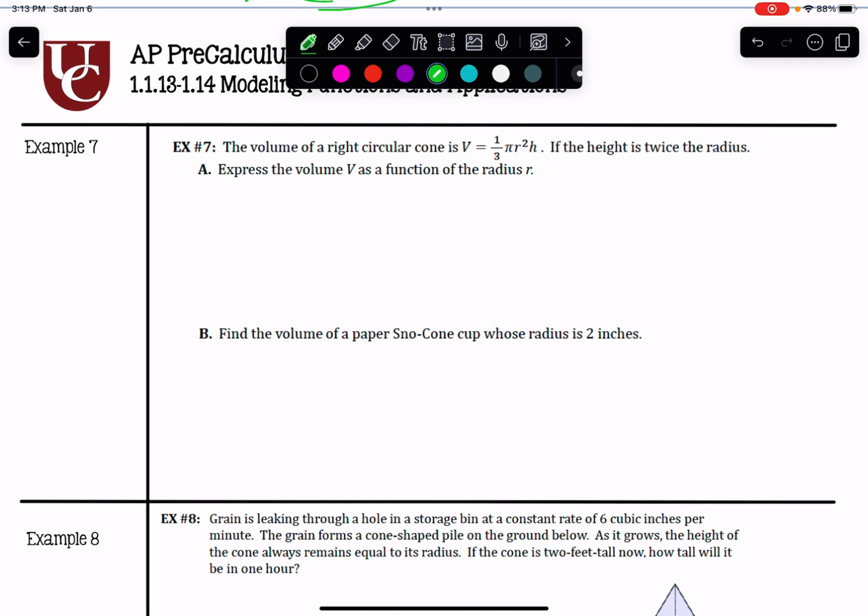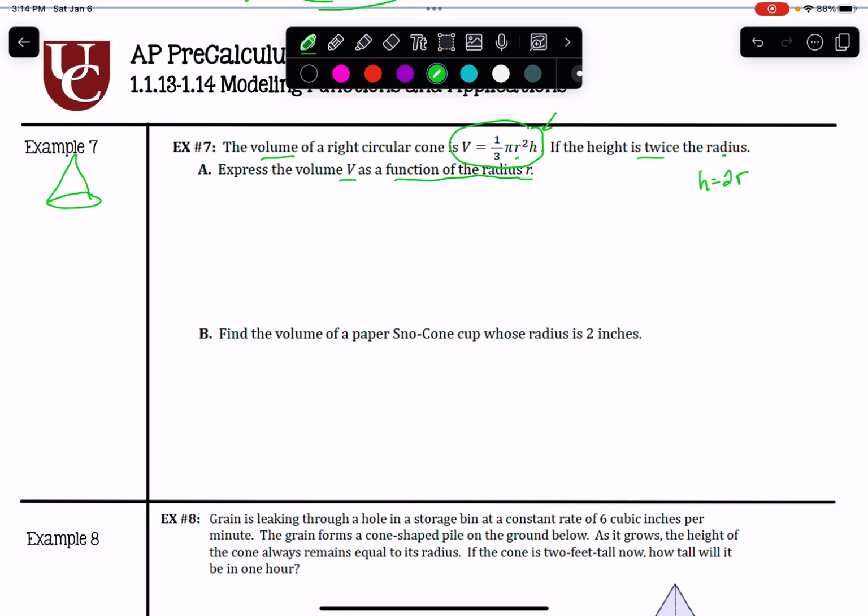All right, for example 7, it says the volume of a right circular cone, which looks like that, like an ice cream cone. If the height is twice the radius, so let's write that down, H equals 2r, express the volume as a function of the radius. So here's our formula, and you see how it has an H and an R? Well, they want to just have R. So we have to replace H with what it is in terms of R.